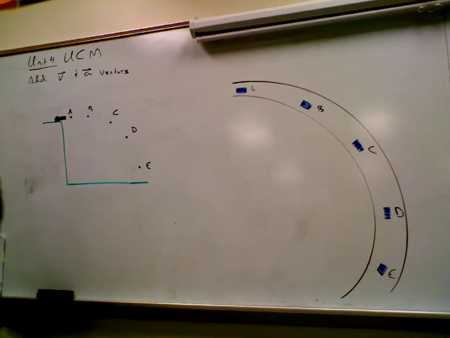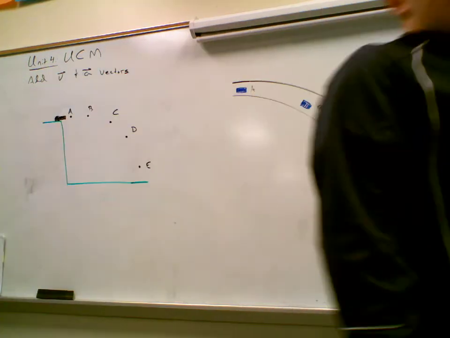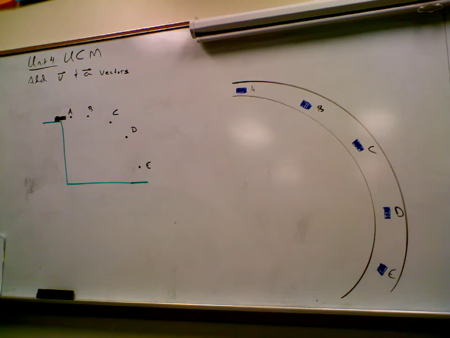Okay, add velocity and acceleration vectors at each location, right? So, which way is the velocity pointing at A? Towards B, straight towards B. Why towards B, Rex?